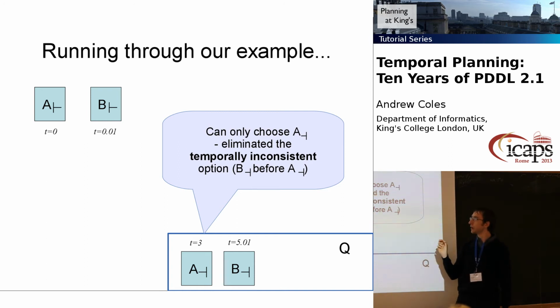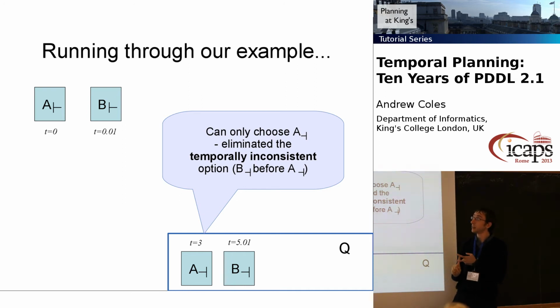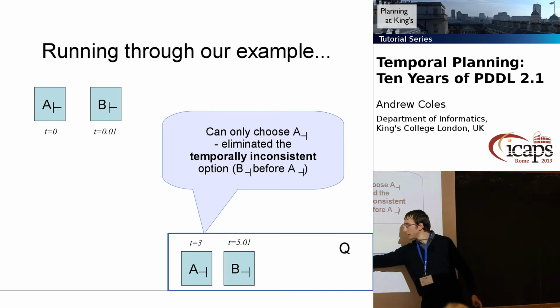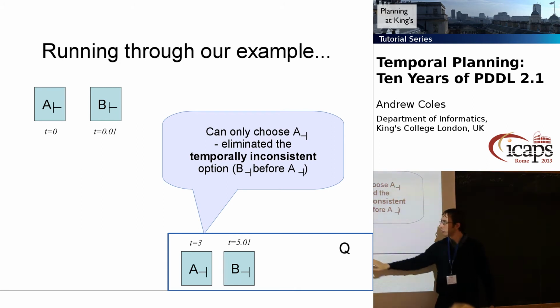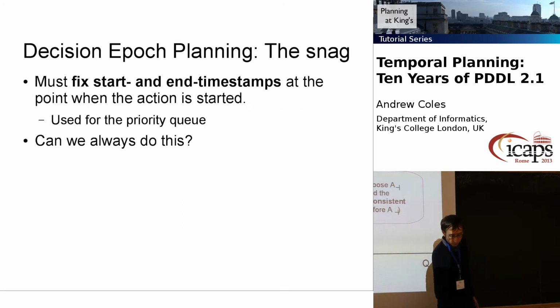The key thing it requires us to be able to do though is to say, when we start an action, first, when is that action going to occur? So it occurs now. And second, when is that action going to end? So it assumes that we can put this figure in the priority queue of 3 or 5.01. It assumes we know that at the point when we're starting the action.